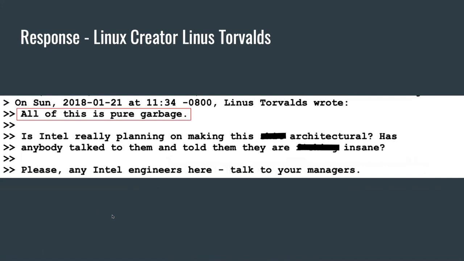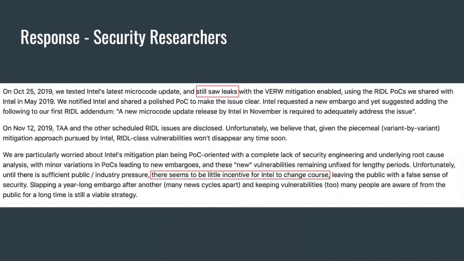Linux creator Linus Torvalds has said that all of this is pure garbage. The way that Intel has responded does not take this threat seriously, and it is a real threat. The security researchers who disclosed these vulnerabilities in the first place have tested the microcode updates that Intel has provided and still saw leaks, even with these mitigations enabled.